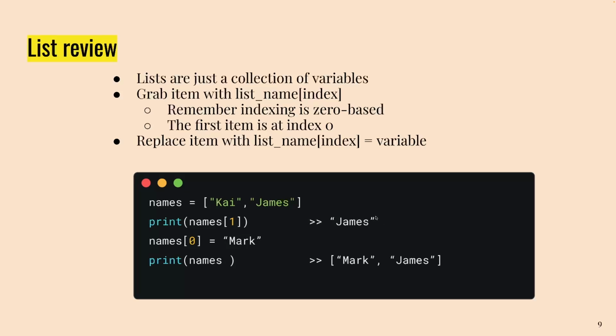Now we will set the 0th element of our list to Mark. We do this by typing the name of our list, which is names, put square brackets, put a 0, and set it equal to Mark. If we print out our list again, you will notice that we have both Mark and James in our list, instead of Kai and James.